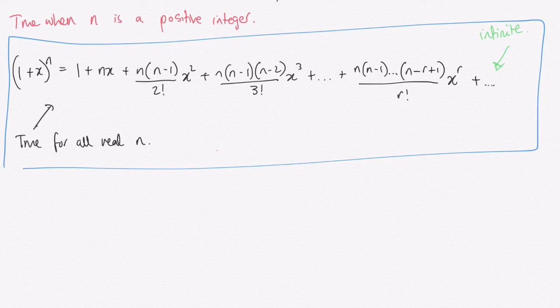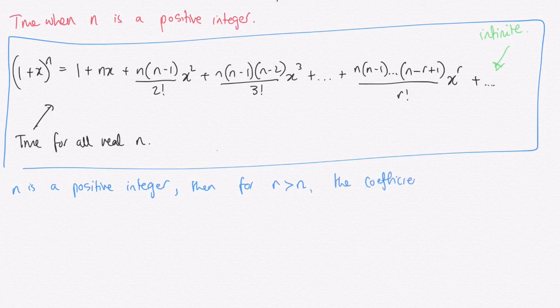And it's just worth noting that if n is a positive integer, then for r greater than n, the coefficients are equal to 0.